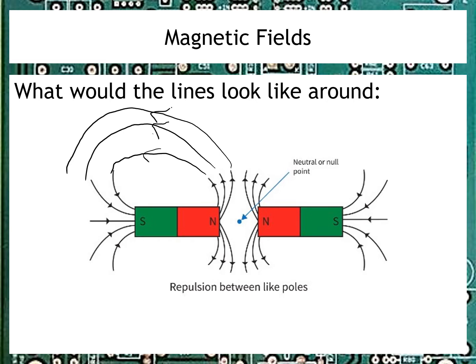But the key point here is that everything's gone from north here to south here, and at no point do any of these lines cross. You do end up with a point right in the middle between the two magnets where there's a sort of neutral point. And at that point there is no force acting, so you can see that the magnets are pushing away and you've got that little null point left in the middle.